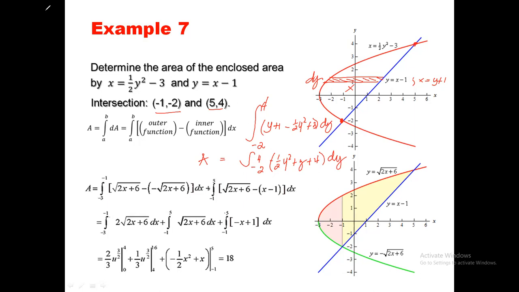Just type in the chat box if you have the answer already. For this area here, we are using the horizontal element. You will evaluate this integral.